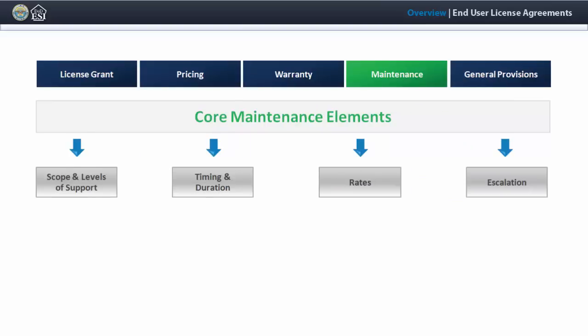The key contractual clauses related to maintenance and support are defining the scope and levels of support you are to receive, the timing and duration of that support, the rates you agree to pay for the support you will receive, and the future year's rates you agree to pay with escalation caps.